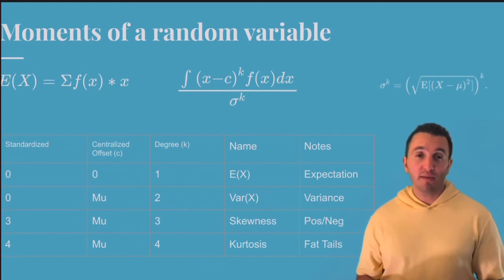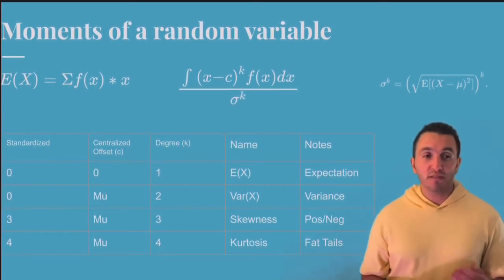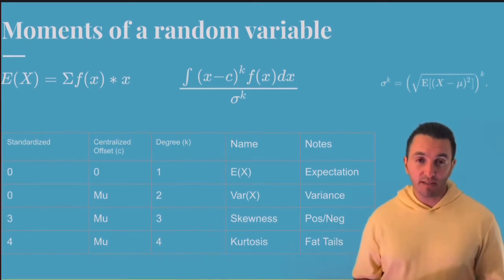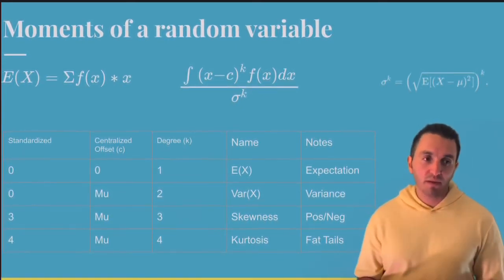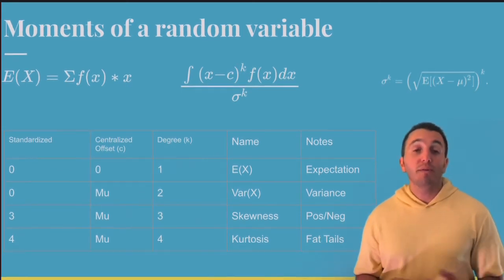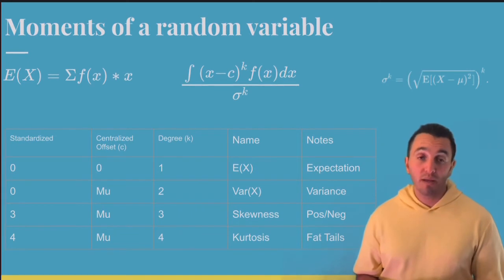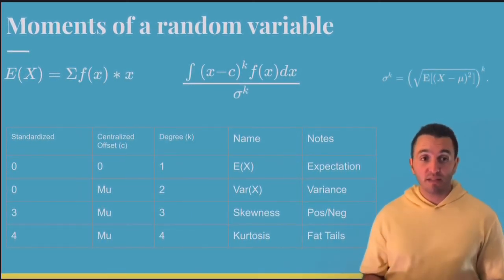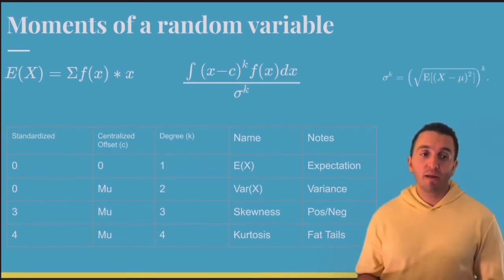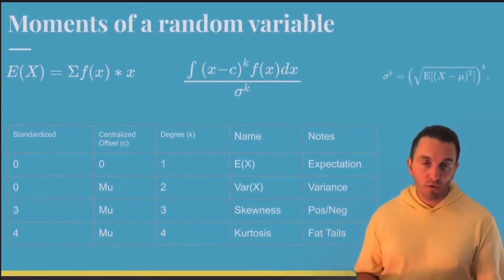So you see here that the first moment has a lot of meaning: that's the expectation. And what we call the second central moment is the variance. Again, we don't standardize it, so we don't divide by sigma to the k, but we do subtract the mu and we do square it, right? Then if we cube it, subtract mu, and divide by sigma to the third power, we get the skewness. And if we do that to the fourth power, we get the kurtosis.